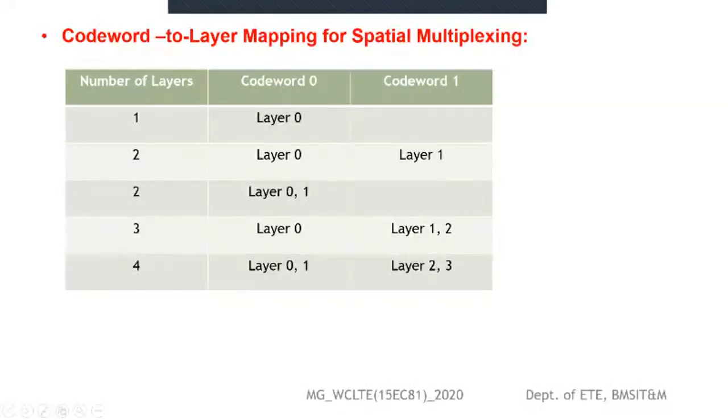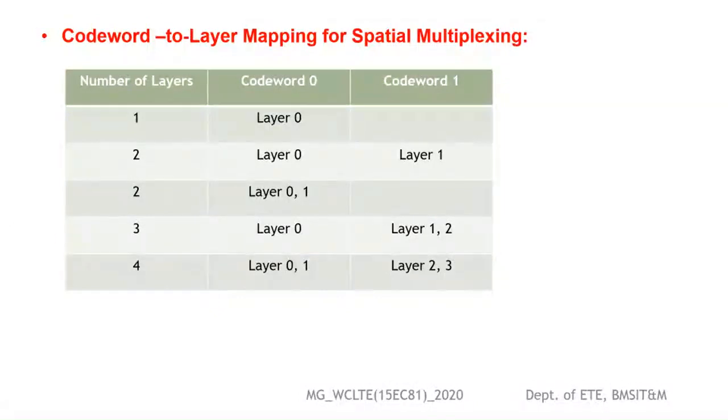So the output of layer mapping depends on which MIMO mode I use, that is single antenna, or 2 by 2 antenna, or 4 by 4 antenna mode. Depending upon that, it will map the codewords to different layers.